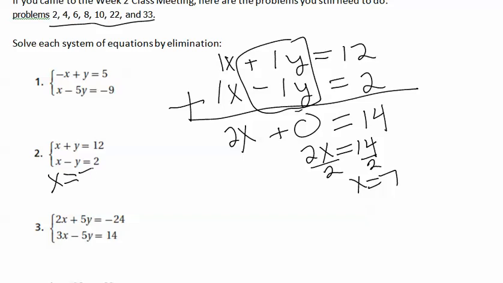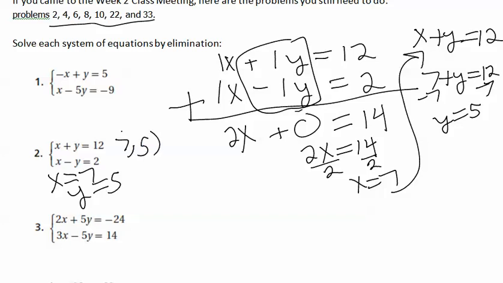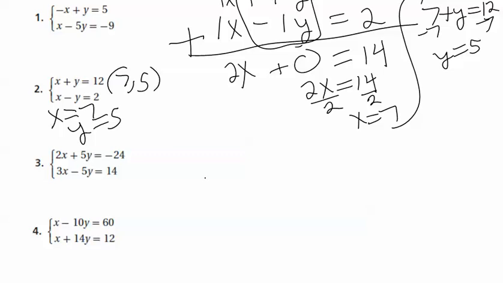So we're half done. You still have to find y, but if x plus y equals 12, take the x, plug it in for x. X is 7, so 7 plus y equals 12. Subtract 7 from both sides, and y equals 5. You can write that as an ordered pair, (7, 5), if you want, or you can just write x equals 7, y equals 5. All right, next one is number 4.